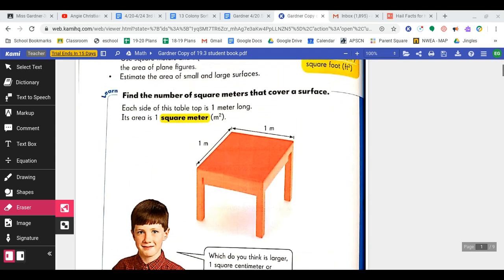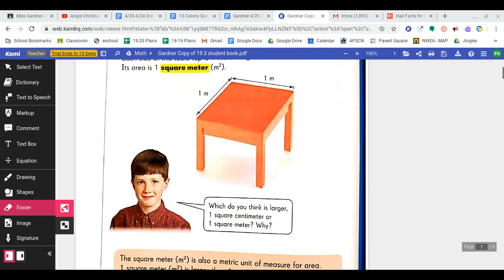It shows a picture of a table, and it says, find the number of square meters that cover a surface. If each side of this table is 1 meter long, its area is 1 square meter. We can say 1 square meter, or we could say 1 meter squared. This means the same thing. It just means that it is 1 square with a meter in length and a meter in width.